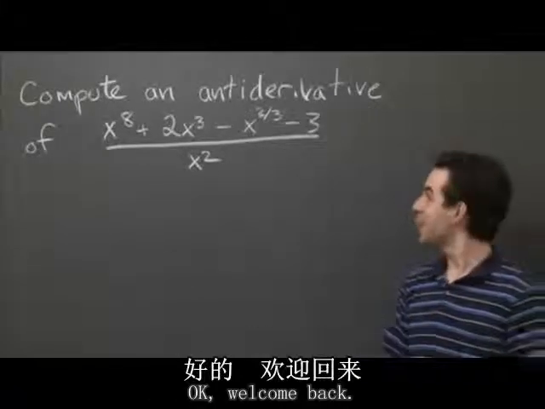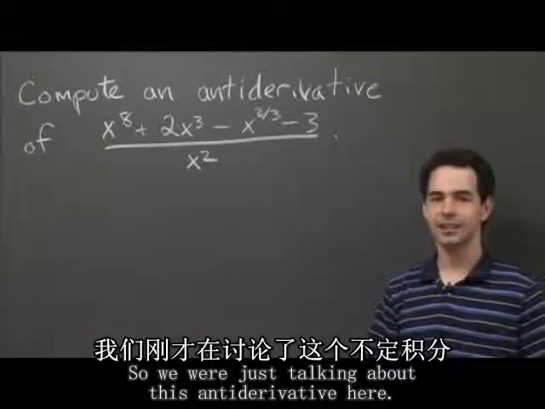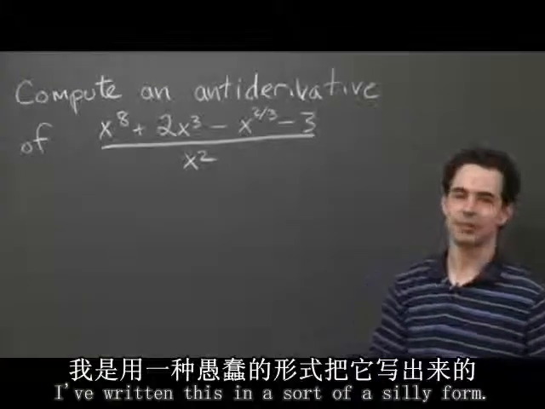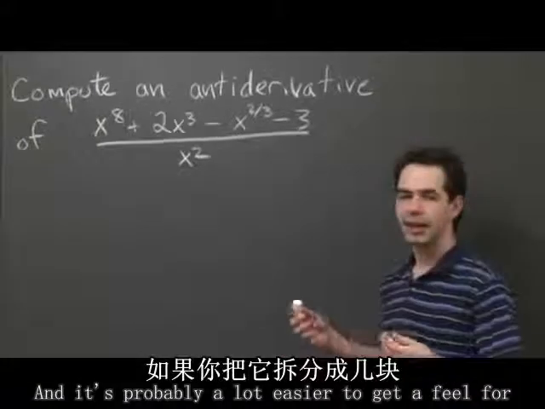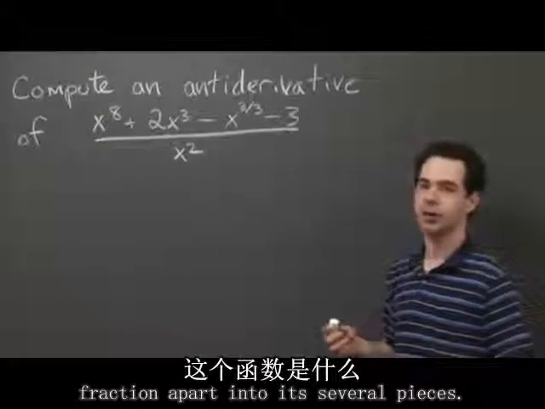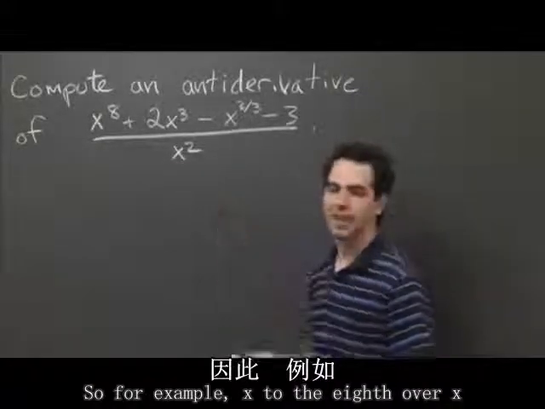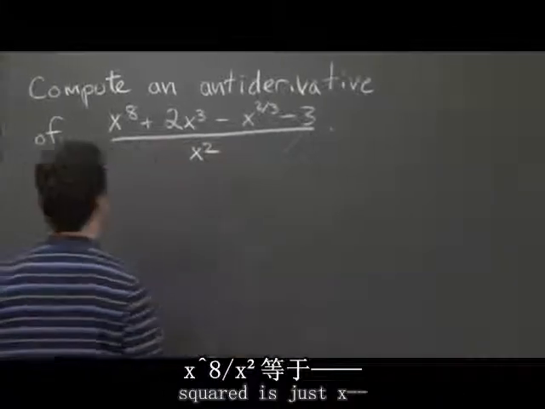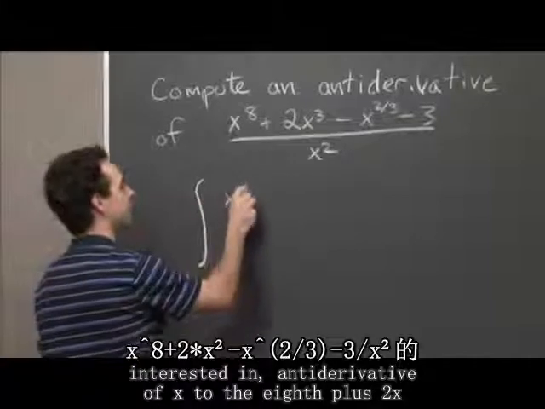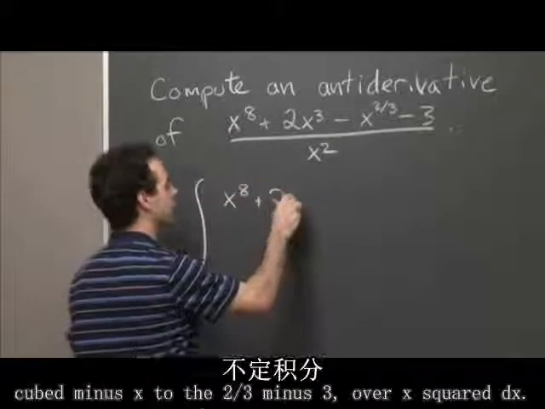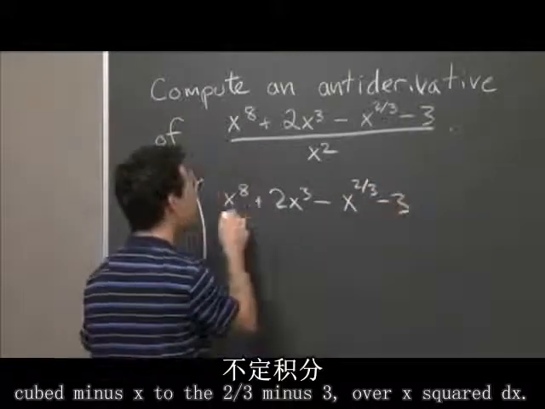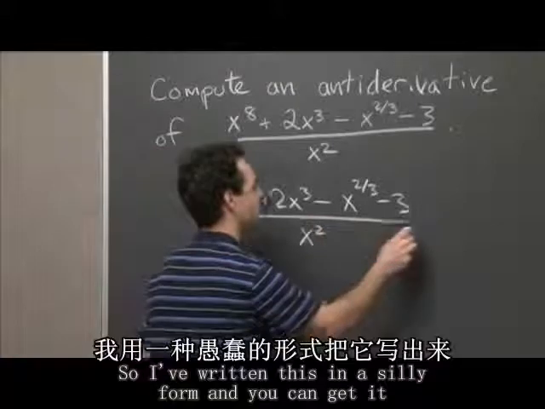OK, welcome back. So we were just talking about this antiderivative here. One thing you'll notice about this function is that I've written this in a sort of silly form. It's probably a lot easier to get a feel for what this function is if you break this fraction apart into its several pieces. For example, x to the 8th over x squared is just x to the 6th. So this antiderivative that I'm interested in is the antiderivative of x to the 8th plus 2x cubed minus x to the 2/3 minus 3 over x squared dx.